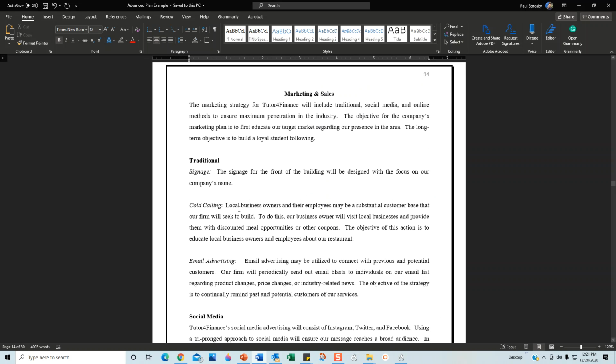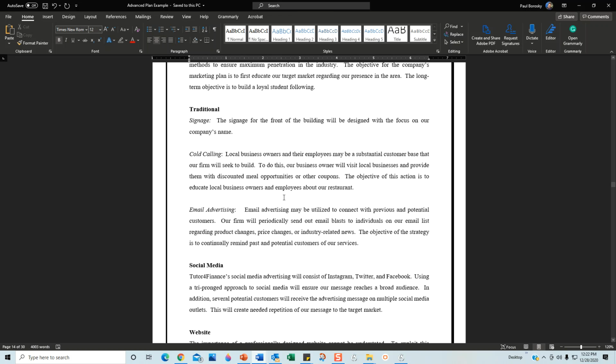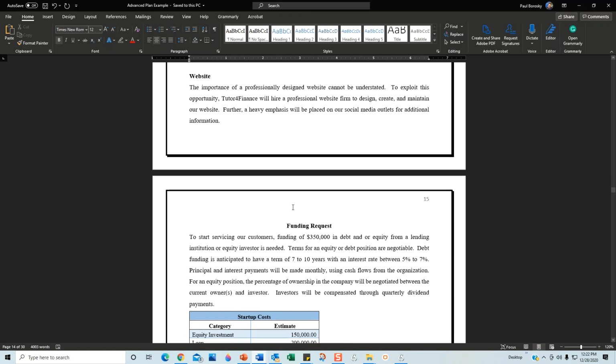Next section is going to be the marketing and sales. This is pretty much a template that I use, and the reason I use a template for this and modify it with your information is because there's only so many different ways you can talk about signage and cold calling and email advertising and social media and websites. It's pretty straightforward, and even if you do customize this information in marketing and sales, do you really want to put that information out there in a business plan? And usually the answer is no. So what I do is I've got a template that I use, and I do modify it. I customize it to fit your needs and to show that it is your information. It's about a page as well.